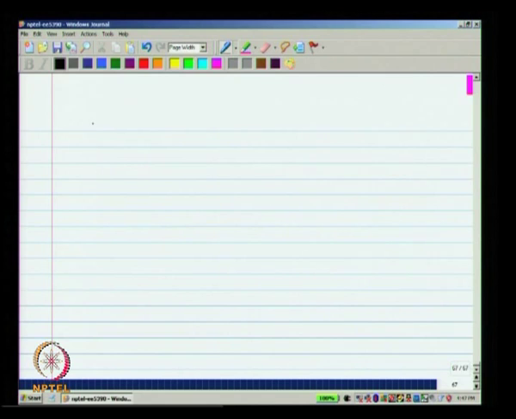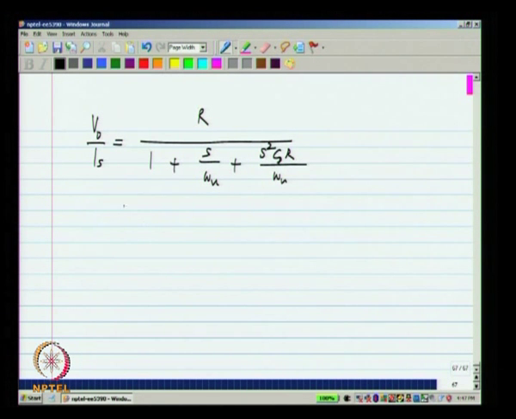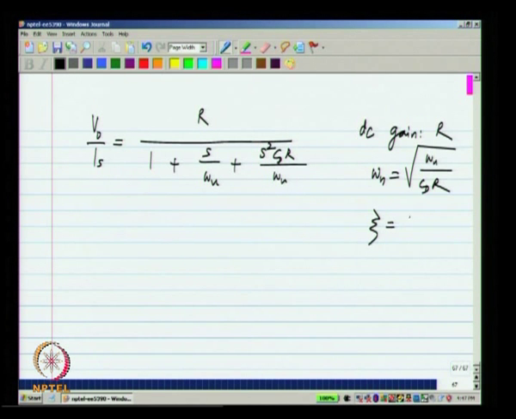So, in other words, let me repeat the results I had. V naught by I s is R by 1 plus s by omega u plus s square C D R by omega u, and this transfer function has a DC gain of R, a natural frequency omega n of square root of omega u by C D R, and a damping factor zeta of half square root of omega u C D R.